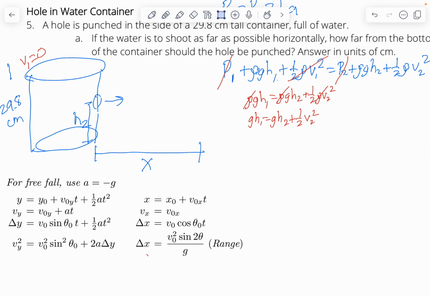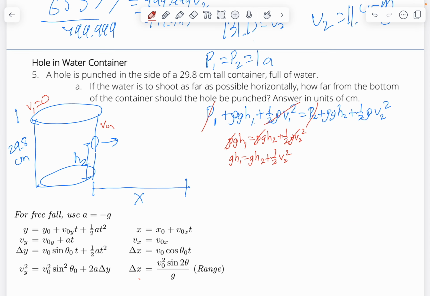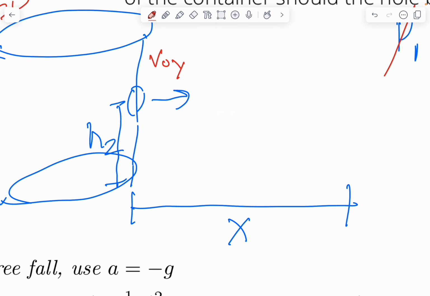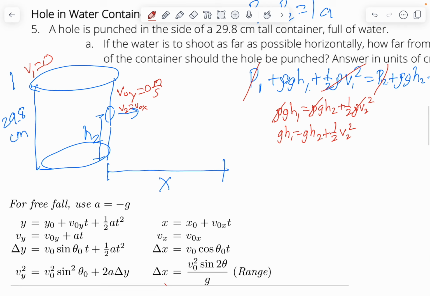Okay. Since the water is being launched horizontally, that means the initial velocity in the y direction is 0 meters per second. And this v2 is our initial x velocity. If we set up our coordinate system, my initial x position can be 0, and my final x position can be x, and my initial y position is h2. My final y position is 0, because it's on the ground. Technically, it's all meters.